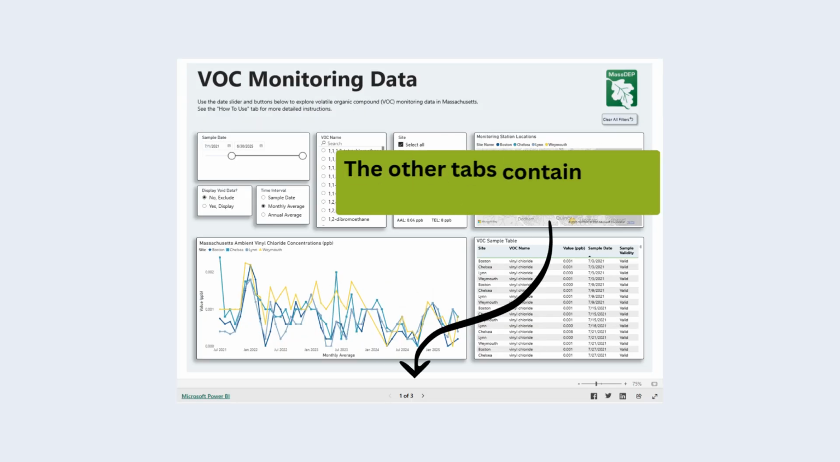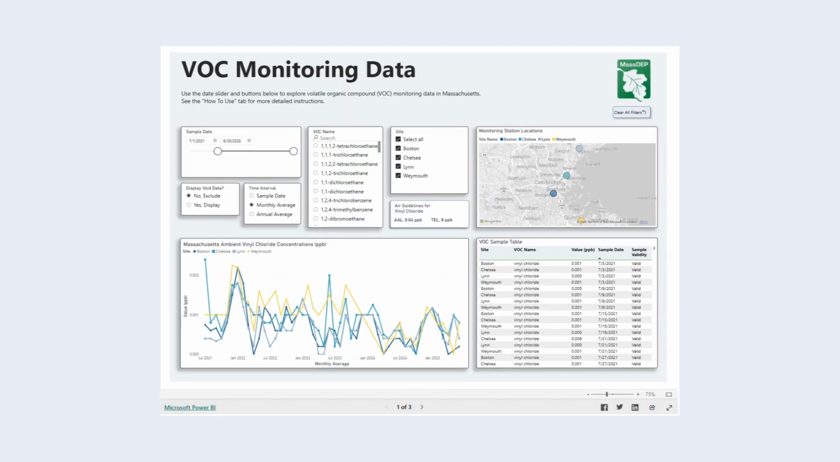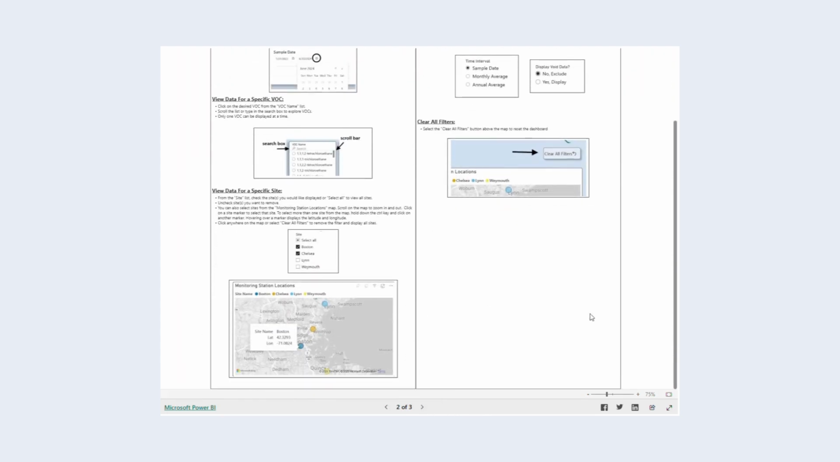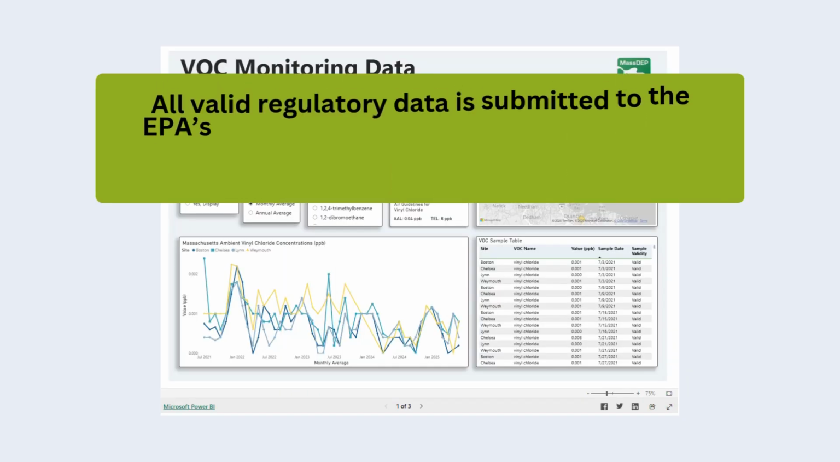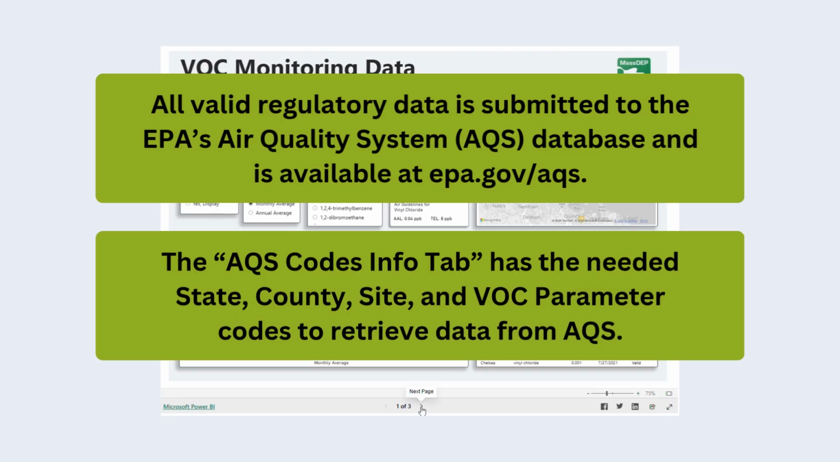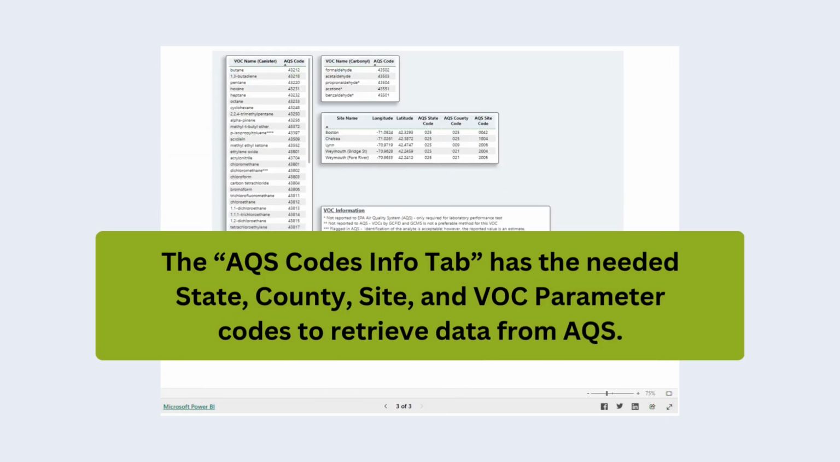The other tabs located at the bottom of the dashboard contain useful information. The How to Use tab outlines everything in this video. All valid regulatory data is submitted to the EPA's Air Quality Systems Database and is available at epa.gov/AQS. The AQS Codes Info tab has the needed state, county, site, and VOC parameter codes to retrieve data from AQS.